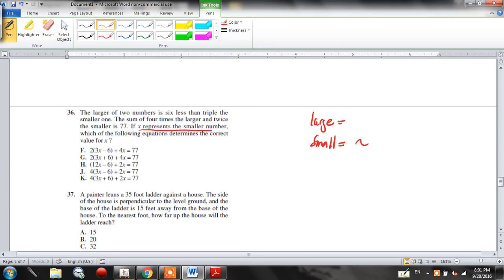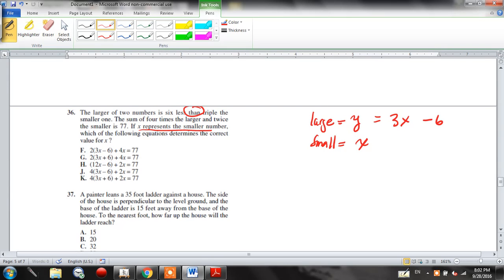If x represents the smaller number, they give it to you. So x is the smaller number. They didn't tell us what the large number is, so let's call it y. Now look at this. The larger of the two numbers, that's y, is 6 less than, triple the smaller number. Put the 6 less than at the end: 3 times x minus 6. So that's what that translates to.